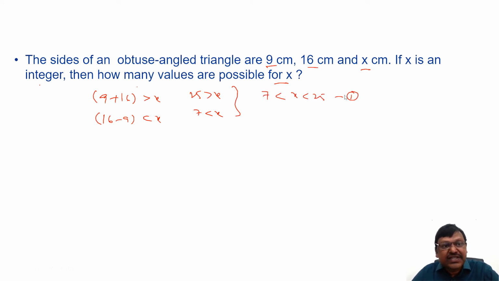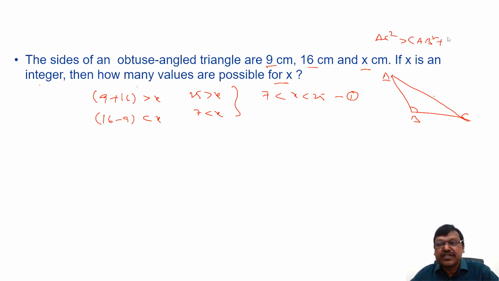This is the first point. The second point is, in an obtuse angle triangle, if I say ABC, the largest side AC square is greater than AB square plus BC square. We have just discussed. But now, what is the largest side here? Is it 16 or x? 9 cannot be the largest side because 16 is greater than 9. But is 16 the largest side or x the largest side?